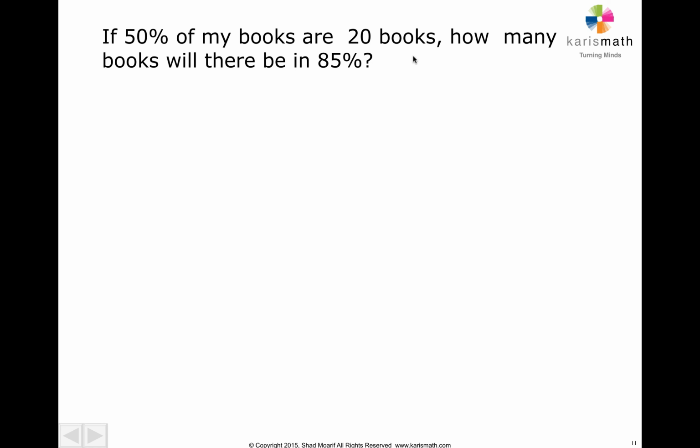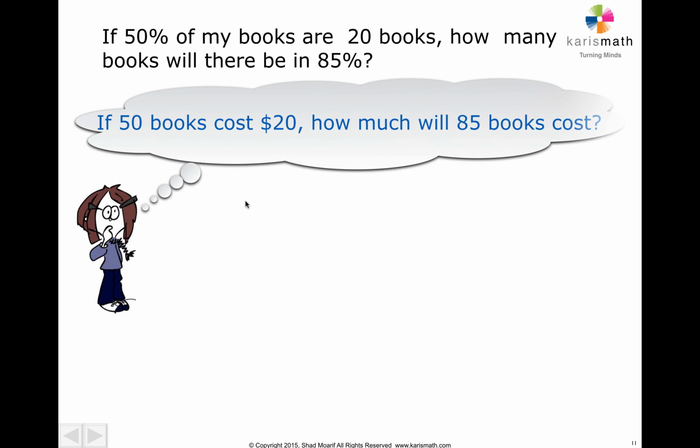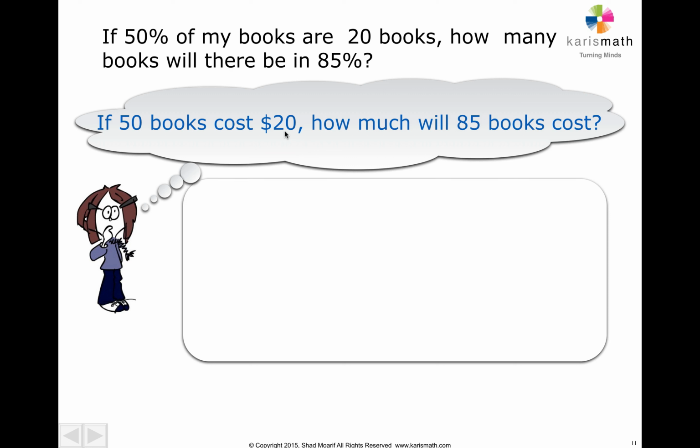Let's try this one. 50% of my books are 20 books. How many books will there be at 85%? Like 50% is 20, 85% is how much? It's like saying 50 books cost $20, 85 books will cost how much? Let's try to do this one here. If 50 books cost $20, how much will 85 books cost? Forget this, it's very similar, the pattern.